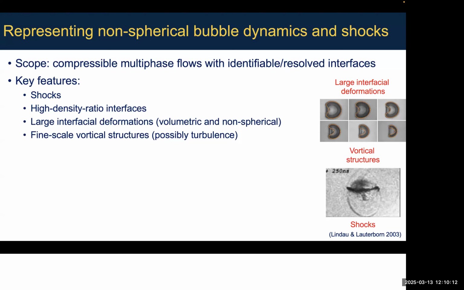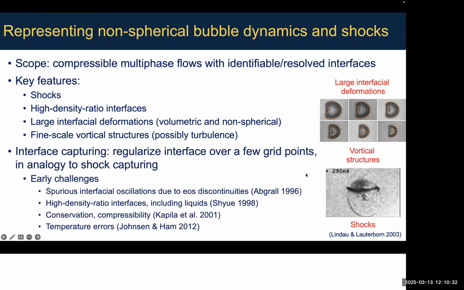In some cases, these flows are turbulent, and so those methods that we would typically use to represent interfaces and shock waves may actually be problematic when it comes to resolving the turbulence, and vice versa. Those methods that we like to use for turbulence may not be well suited for shock waves and high density ratio interfaces.